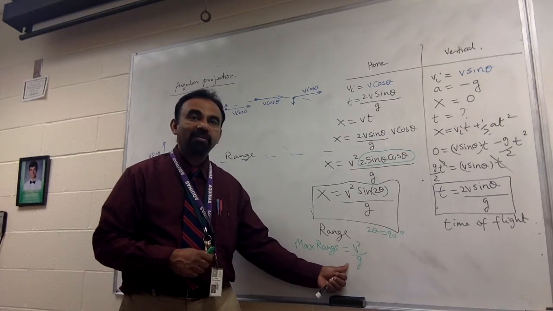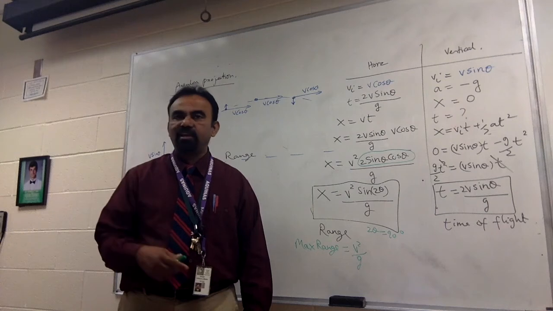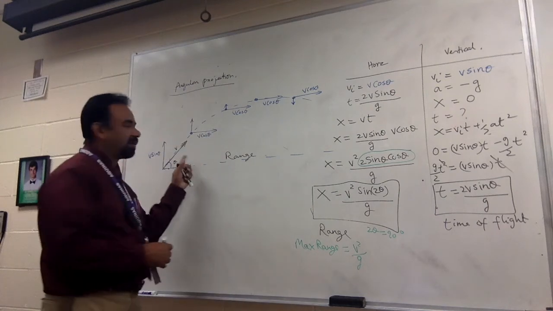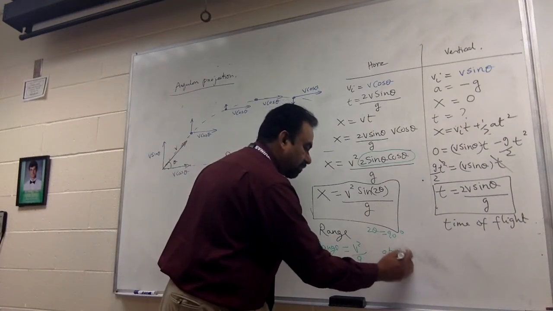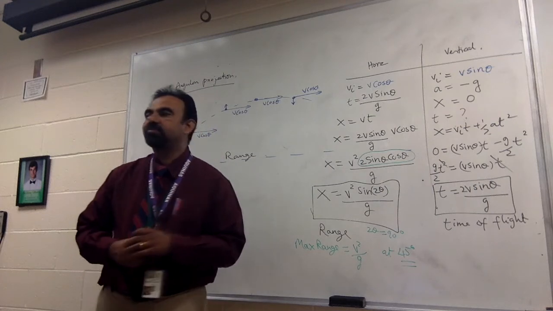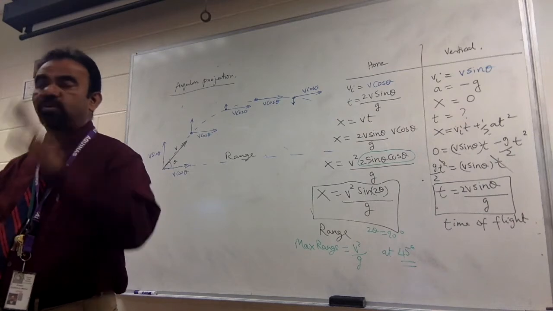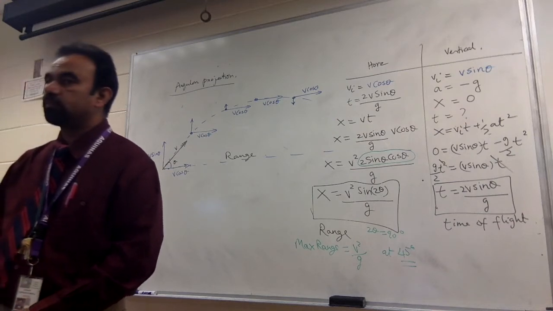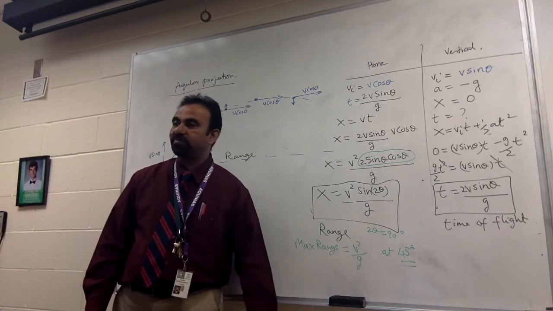And when does this happen? When the angle 2 theta is 90. If 2 theta is 90, what is angle theta? 45. Now what does that tell you? It tells you that if you want something to go as far as possible, at what angle should you project it? 45 degrees. Because theta is 45.